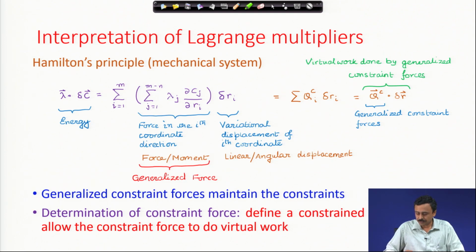Therefore, we have to define a constraint problem to allow the constraint force to do some virtual work. We have to break the constraint and allow the constraint force to do a virtual work, and finally we put back this constraint, calculate the Lagrange multiplier, and from there we can find out the constraint forces. This is our approach.